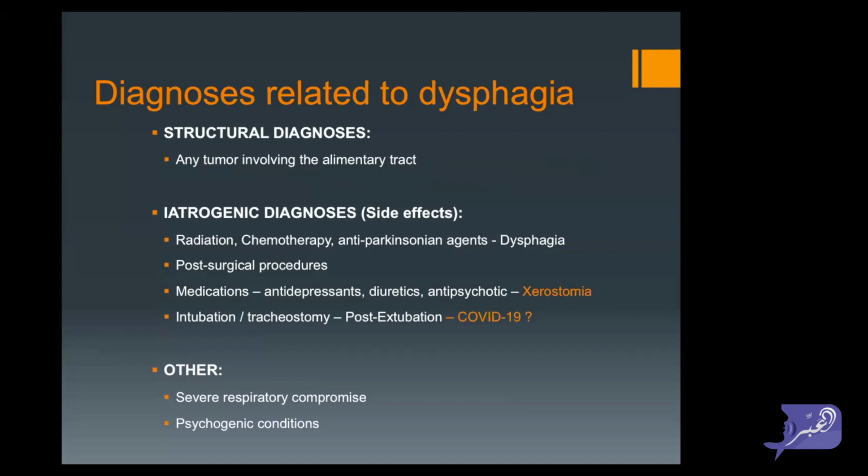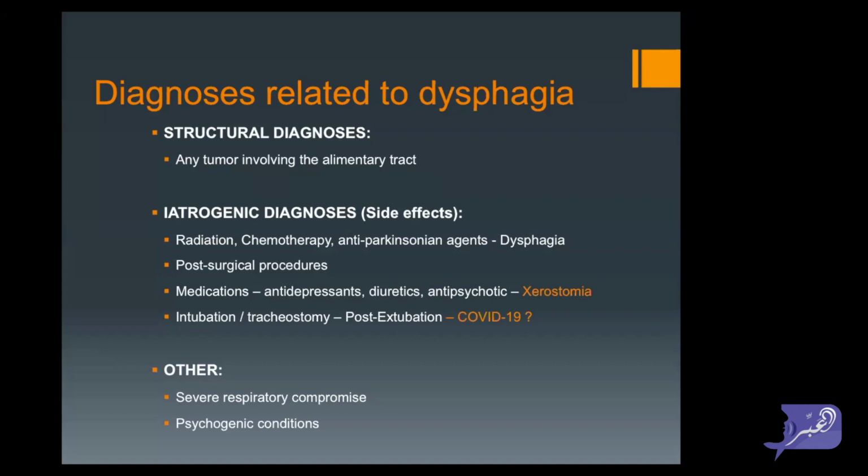Iatrogenic diagnoses, so these are basically side effects of radiation therapy, chemotherapy, Parkinsonian agents. So these are medications that are taken to treat Parkinson's disease, for example, can lead to dysphagia. Post-surgical procedures, anything that involves working on the head and neck region or the oral cavity, for example, if it's to remove a tumor or to remove a lump or a cyst, anything that will damage one of the 5 cranial nerves that are important for swallowing, can impact, again, the swallowing process and can cause dysphagia.